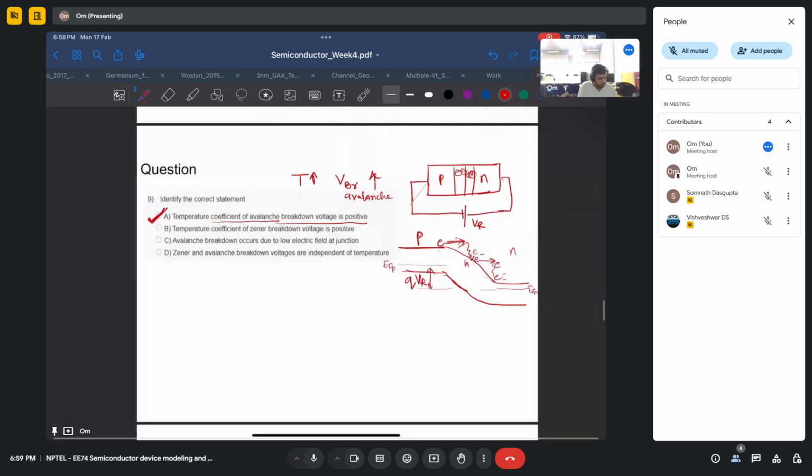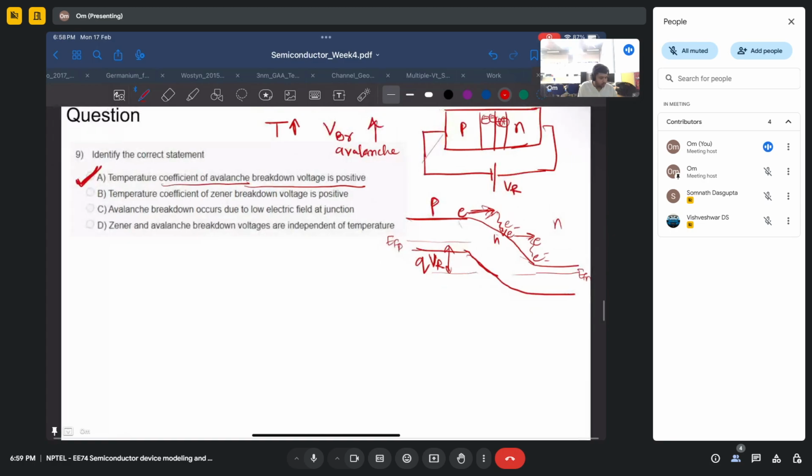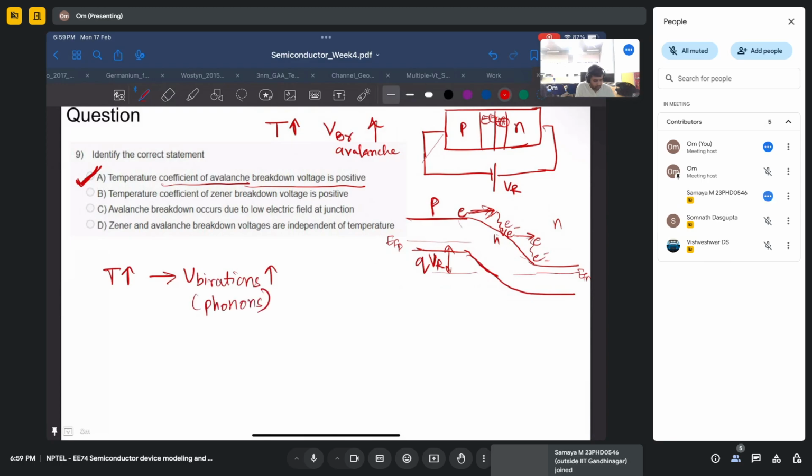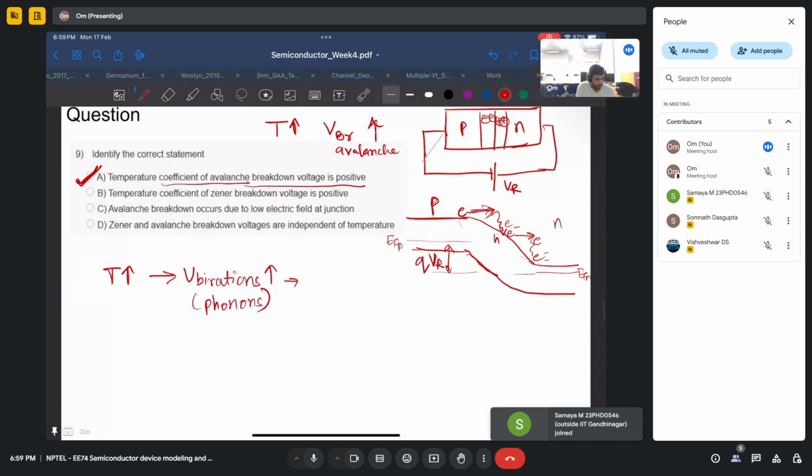So what happens in avalanche breakdown when we increase the temperature? As you increase the temperature, the vibrations in the lattice will increase, which means phonons increase, and these phonons scatter the electrons. So the electron scattering increases. And what does this mean? When electron scattering increases, electrons lose energy.